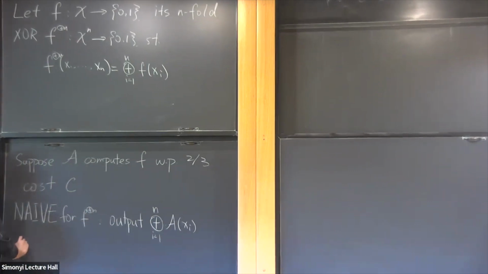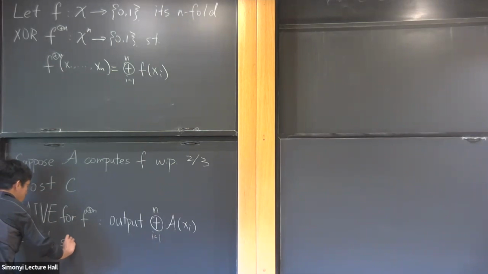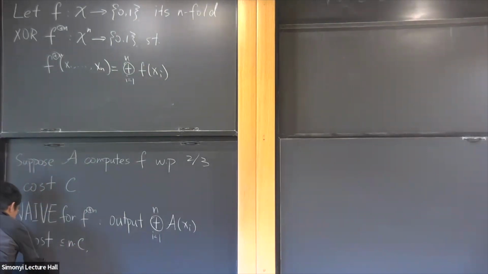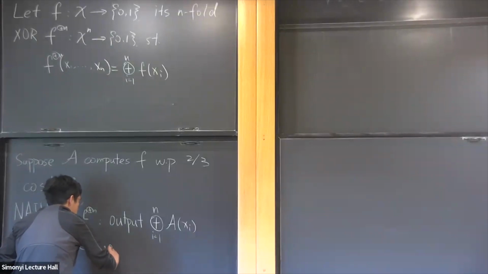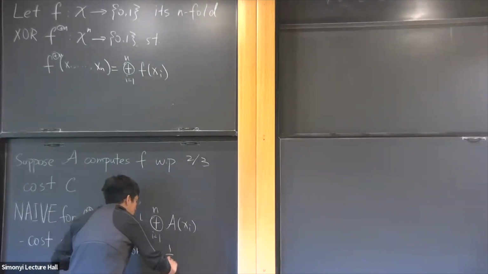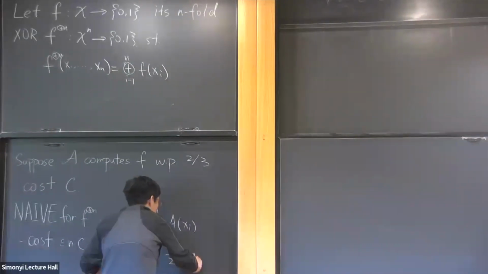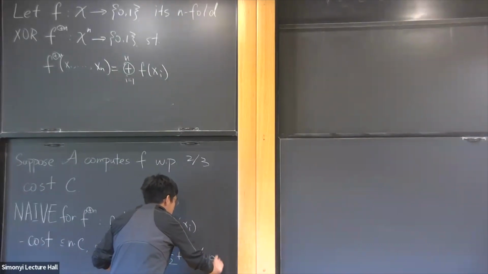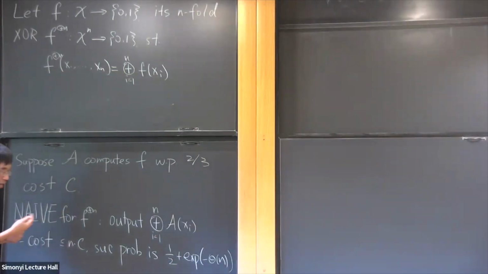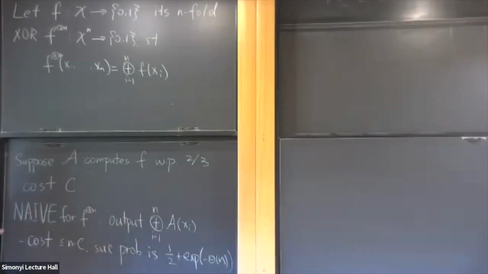So what is the performance of this algorithm? First, its cost is at most n times C, or maybe n times C exactly, because we need to run A n times. And also we can verify that its success probability, the probability that this naive solution is correct, is actually half plus something exponentially small in n. So it's slightly better than random guessing. So this means that for any function f, if we know its complexity, then this gives an upper bound on the complexity of f to the n in some form.